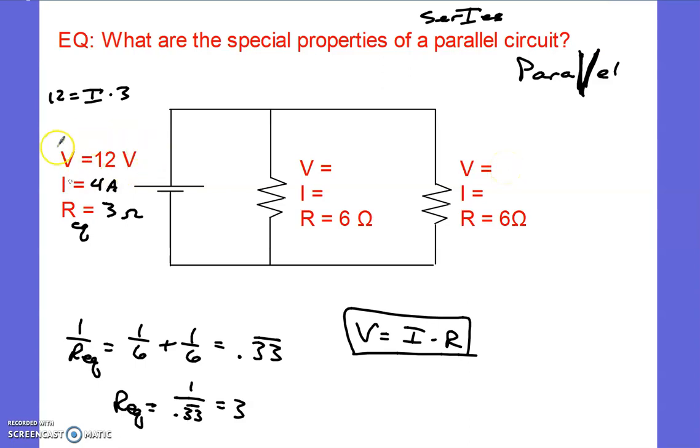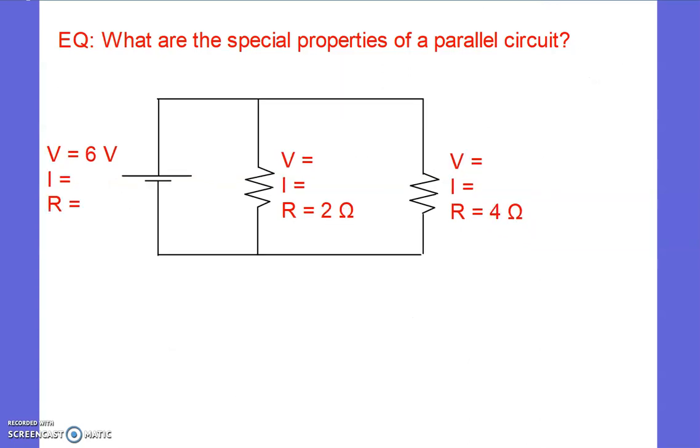That means if the battery is 12 volts, the voltage of the other resistors are also 12 volts. And again, once we know 2 out of the 3 values, we solve for the third using Ohm's law. Here we have 12 equals I times 6, and I comes out to be 2 amperes. And here we have the identical thing, 12 equals I times 6, and we get I to be 2 amperes.